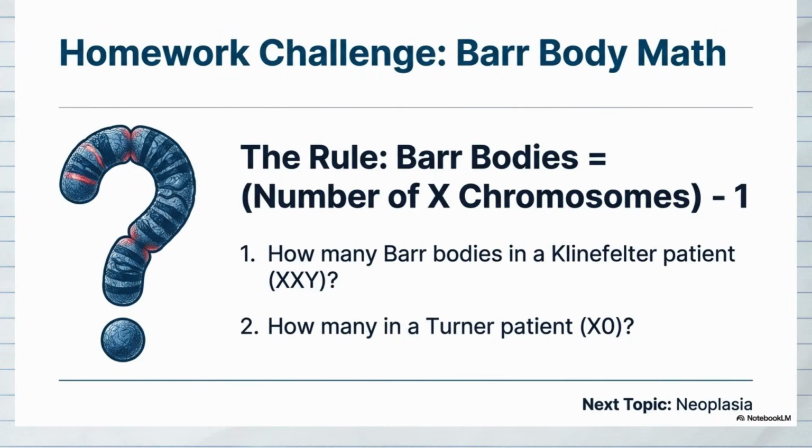Now let's give you a homework. Look up the Barr body. How many Barr bodies does a Klinefelter patient have? How many does a Turner patient have? Hint, the rule is n-1. Put your answer in the comments.